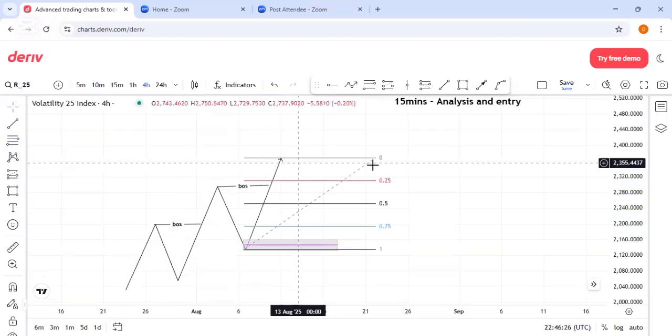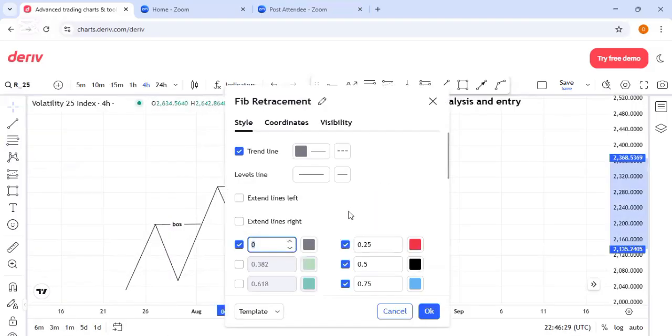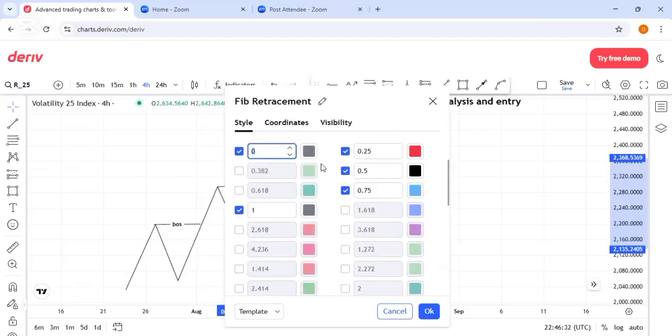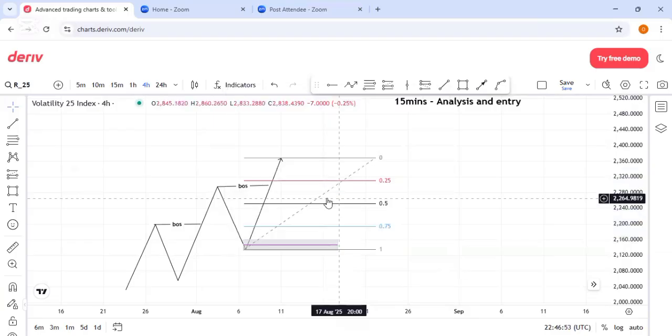This is how I set my own Fibonacci tool. If I want to take a screenshot, I use only these five levels: the 0%, the 100%, 25%, 50%, and 75%. So basically, all this we are saying is zero, all this one you are saying is 100%, 0.25 you are saying is 25%, 0.5 is 50%, and the 0.75 is 75%. So that's how I actually do this.